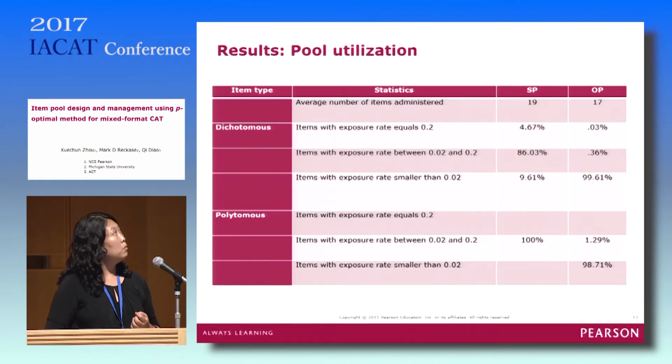So now look at the pool utilization. The average path length for the simulated pool is 19, and for the operational pool is 17. And if you look at the percentage in terms of the number of items with exposure rates, the simulated pool is much better than the operational pool, for the reason I just said: the operational pool is so much larger and is comprised of parallel fixed forms. But I think the more important point is that the simulated pool behaves pretty well.